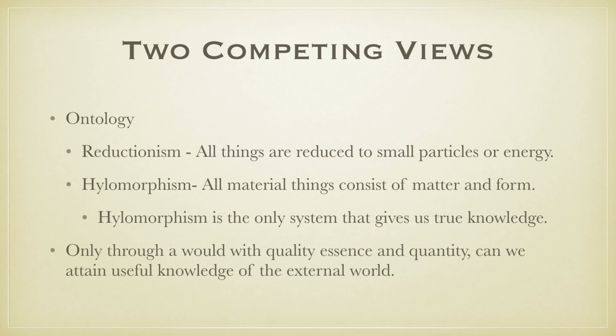Today, there are two very common views about the ontology of the world. One of the most common is called reductionism. It is an idea that all things are reduced to small particles or energy. Another is hylomorphism. Hylomorphism claims that all material things consist of matter and form.